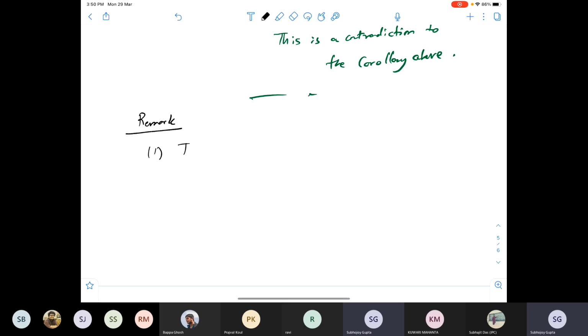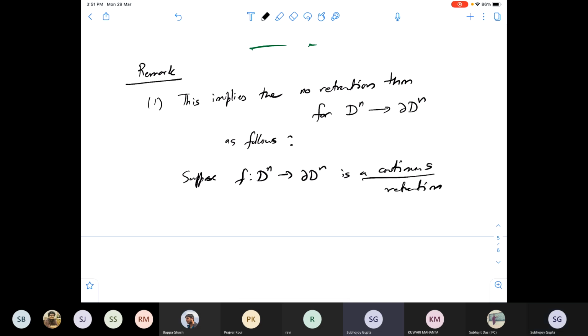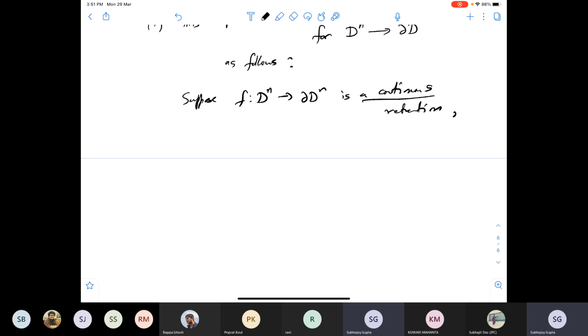So this implies the no retraction theorem for Dn mapping to the boundary of Dn, as follows. Suppose you're given f from Dn to the boundary of Dn that is a continuous retraction. You want to find a smooth map that approximates it, but in a way that it's still the identity on the boundary, right?